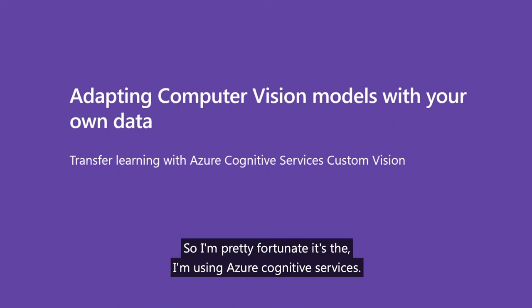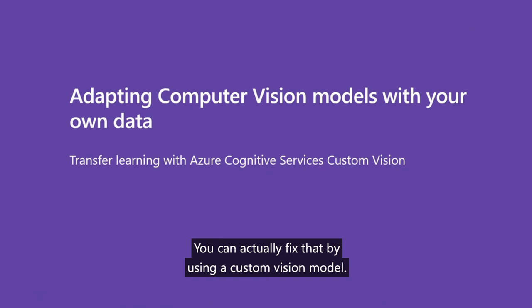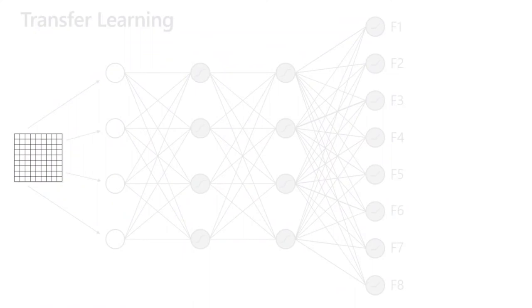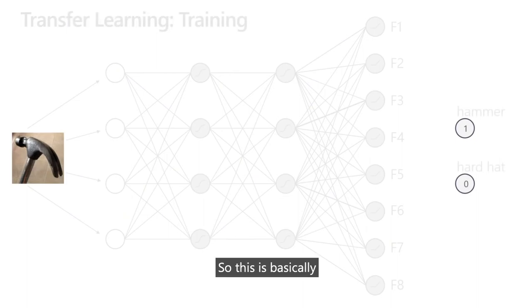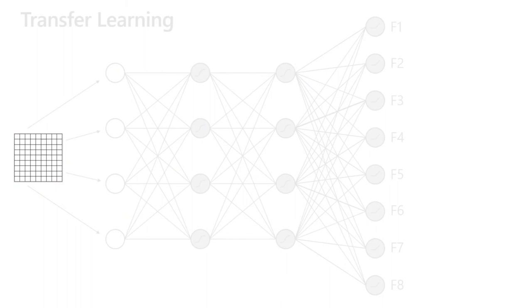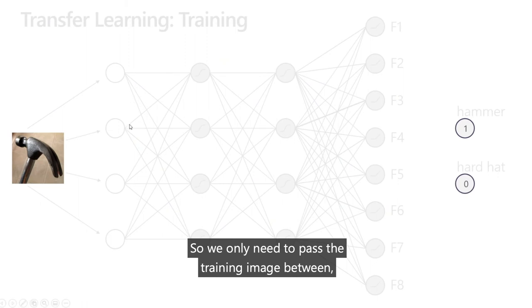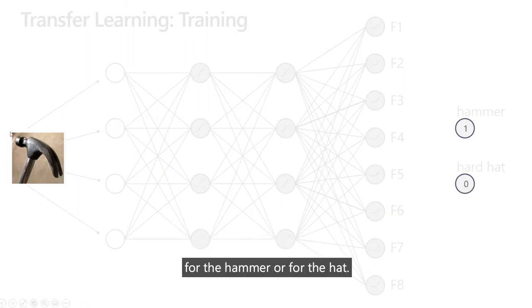Fortunately, using Azure Cognitive Services, you can fix that by using a custom vision model. And this is how it works. This is basically the neural network that we have trained before. But this time, in place of the final outcome, we only provide two targeted objects, which are the hammer or the hard hat. So we only need to pass the training images for the hammer or for the hat.